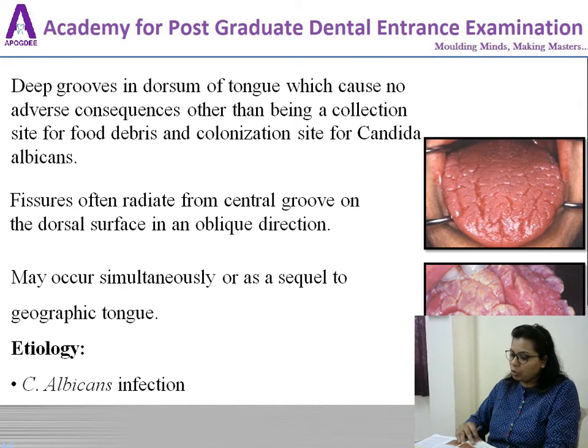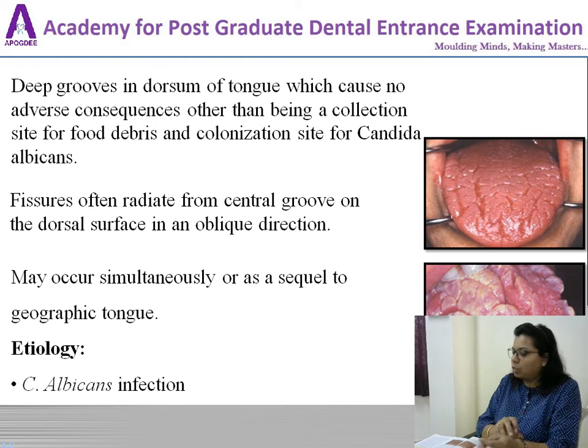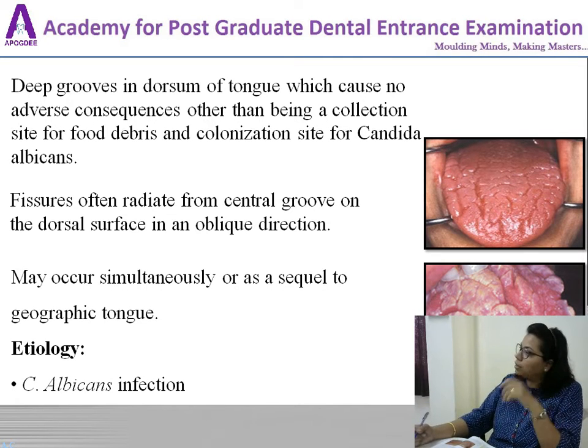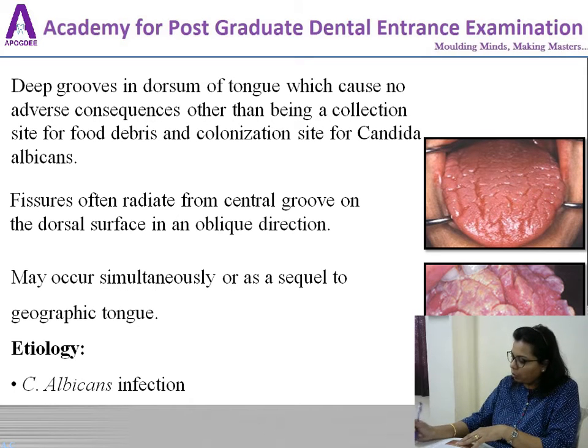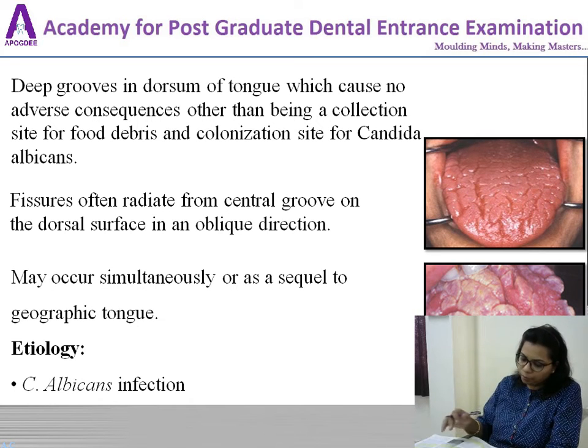Now scrotal tongue or fissured tongue is most commonly seen in Melkersson-Rosenthal syndrome as well as Down syndrome. Please remember this. In one of the MCQs they have asked in which syndromes you find the scrotal tongue. So Melkersson-Rosenthal syndrome, you can find scrotal tongue.